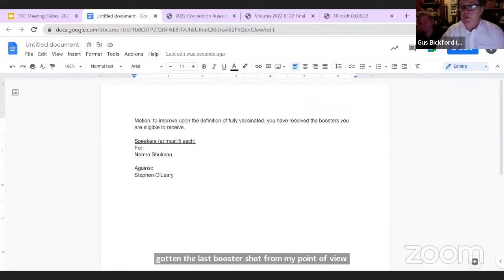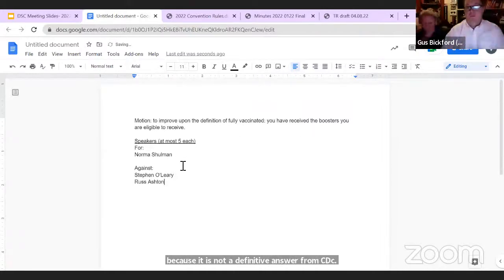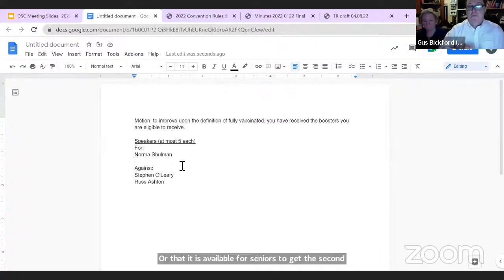We'll go to Russ and then Mark. Russ, are you in favor or against? I am against. I think it is age discrimination because it is not a definitive answer from the CDC or any that it is available for seniors to get the second shot. It is not mandatory. So I am against only because it's a part of age discrimination.